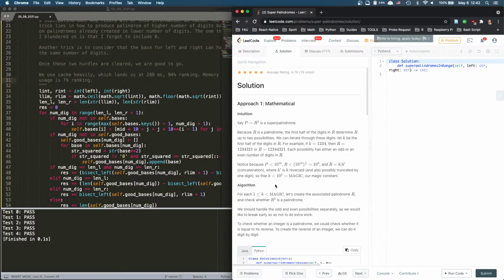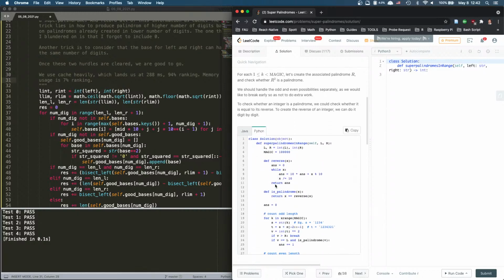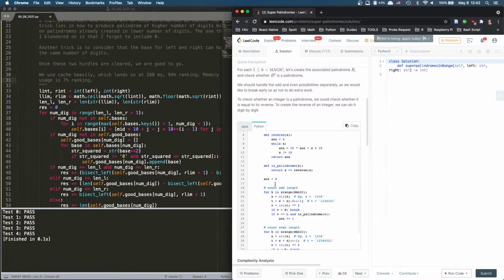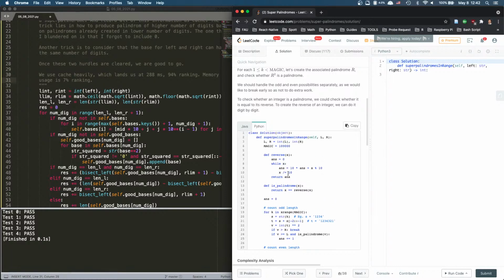R is 10 to the 9th, so K is 10 to the 5th. Okay, for each K, let's create an associated palindrome R and check whether R squared is a palindrome. I like to break early so as not to do extra work. Okay, so we have the magic.